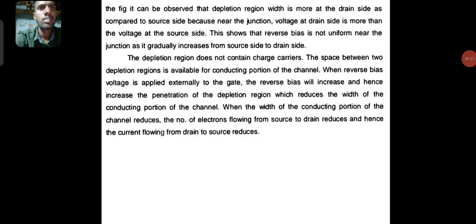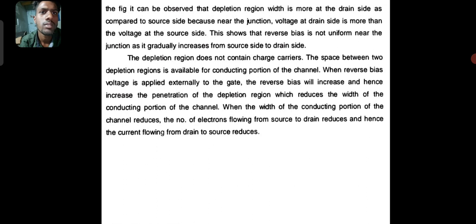In the figure, it can be observed that the depletion region width is more at the drain side as compared to the source side, because near the junction the voltage at the drain side is more than the voltage at the other side. This shows that reverse bias is not uniform near the junction, as it gradually increases from source side to drain side.